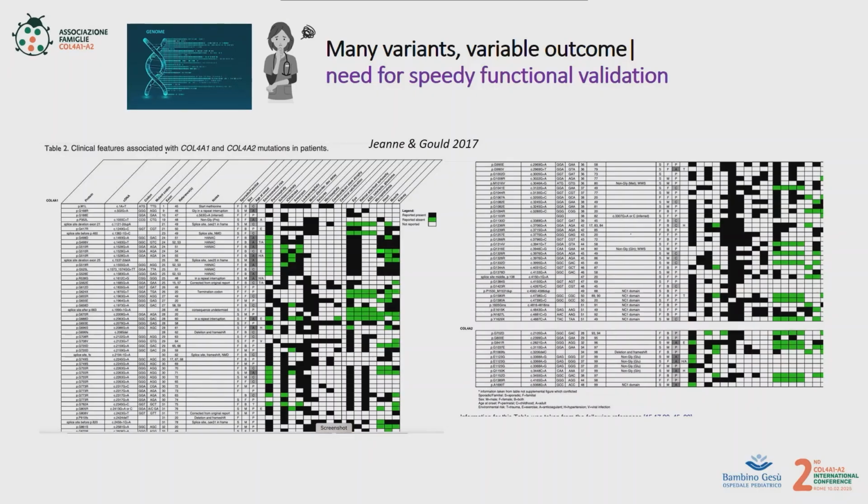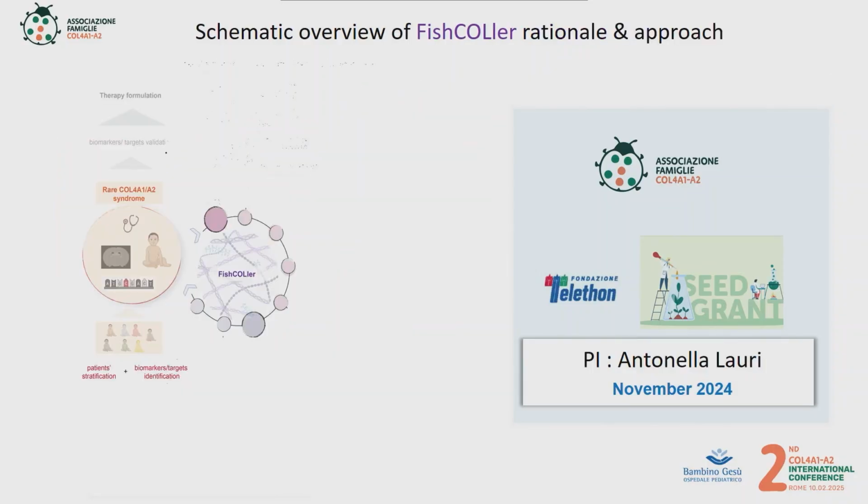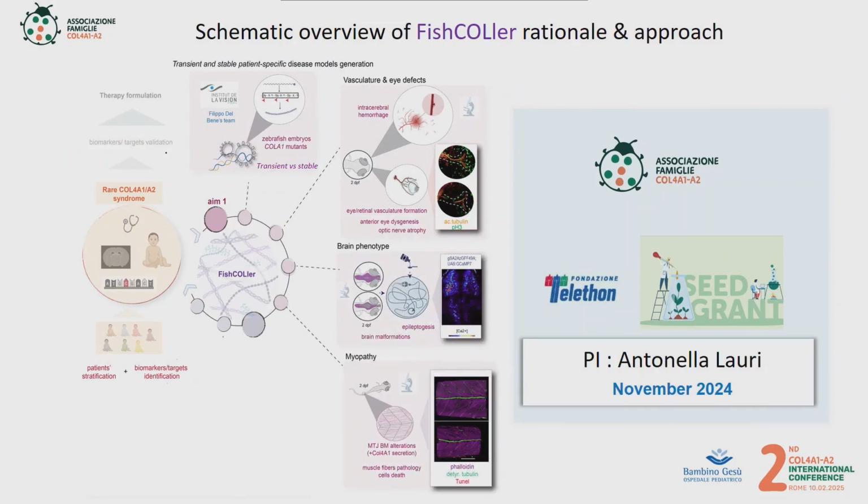Probably it is not updated yet at this point, but the idea is that we have phenotypic variability and we have many variants, and probably for many of these variants, there are no functional studies in vivo. So the idea of the project is really, in this 12-month project, to obtain representative patient-specific mutants and to try to establish a robust workflow, integrated in our common workflow for rare diseases at Ospedale Pediatrico Bambino Gesù, where we try to assess the main phenotypic traits, give scoring and compare between different mutations.